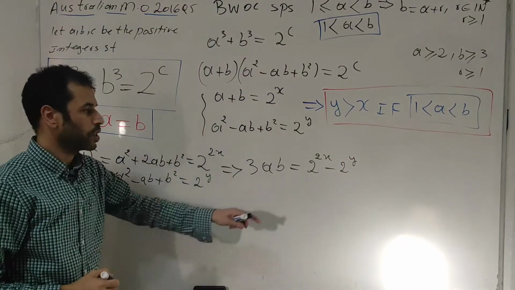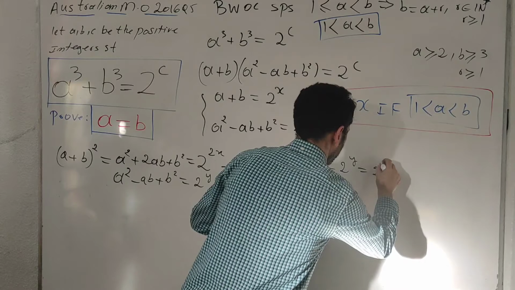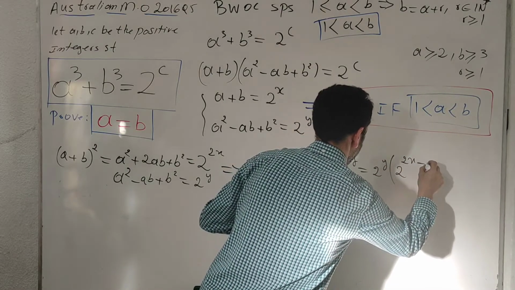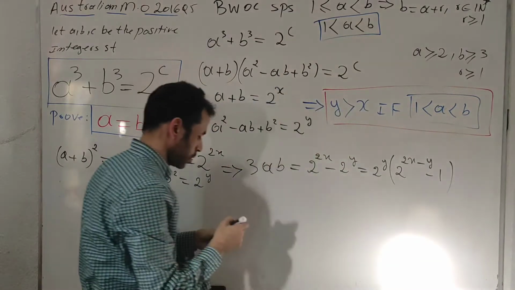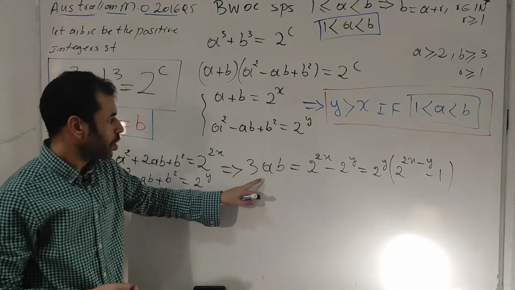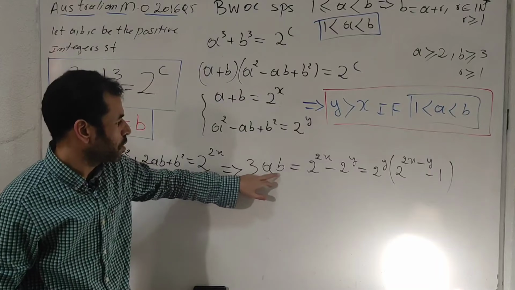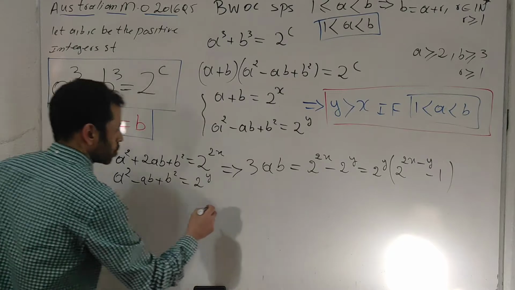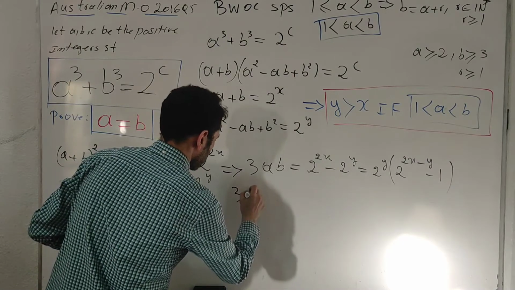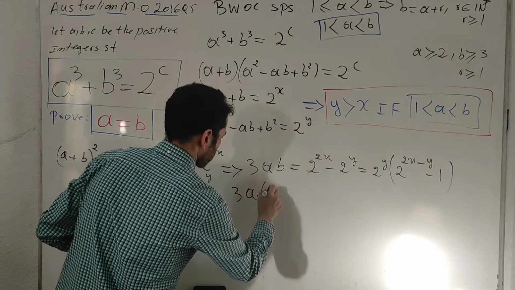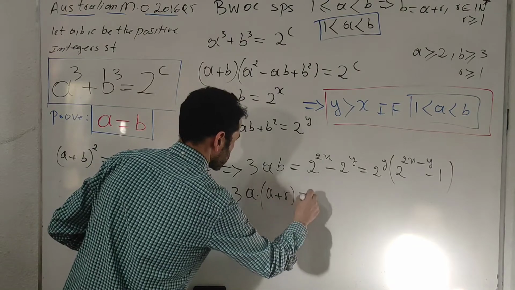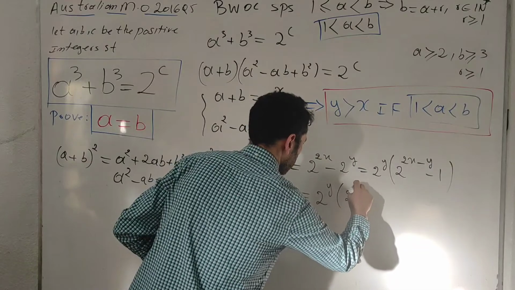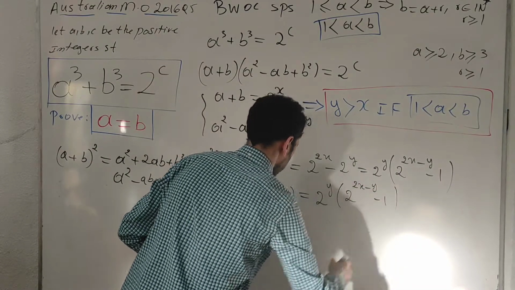Okay. By taking 2 to the y as a common factor, I will have 2 to the y times (2 to the x minus y, minus 1), like this. Then now I'm going to replace B with A plus R. So we'll have 3 multiplied by A, times (A plus R), equals 2 to the y multiplied by (2 to the x minus y, minus 1). Okay.